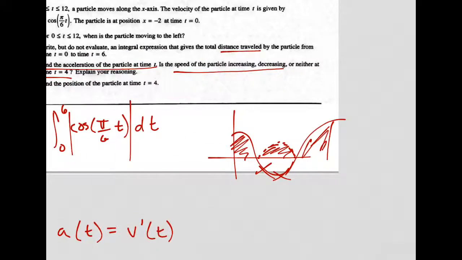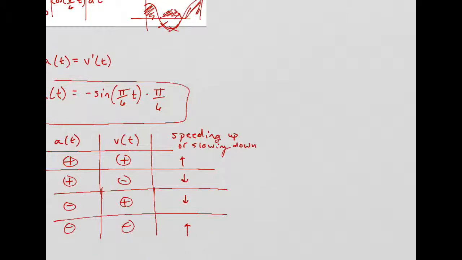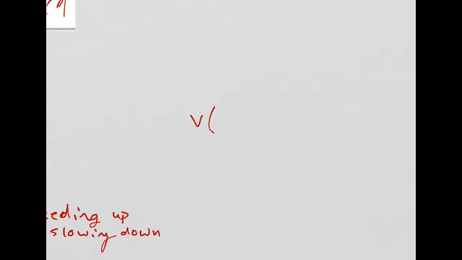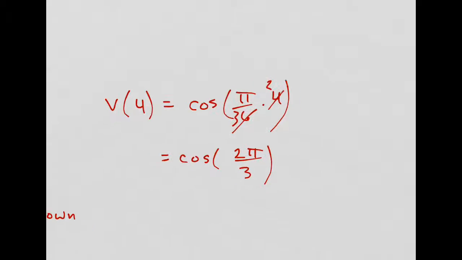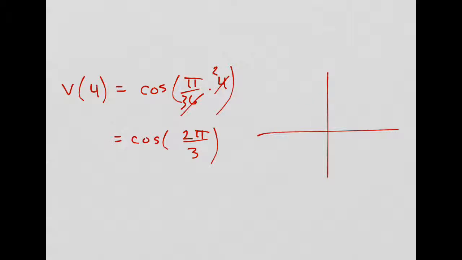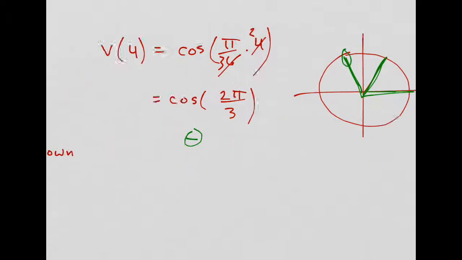So it's saying at t equals 4. v of 4 would be cosine of pi over 6 times 4. I would reduce that, divide by 2, that would be 2 over 3. So I really have cosine of 2 pi over 3. Where is that on the unit circle? I have the pi over 3s, so 1 pi over 3 is that slice, 2 pi over 3 is this. Cosine is negative, so this is negative.